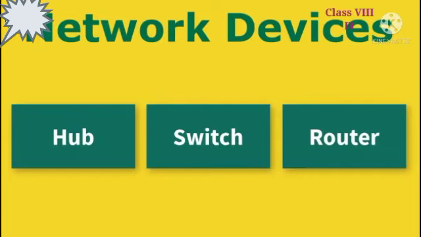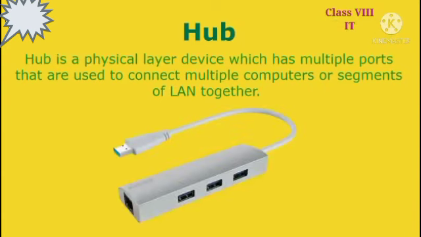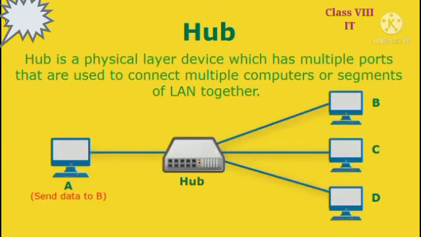The next one is we have to learn about hub, switch and router. Hub is a device which has multiple ports. You can see in this picture there are some hole-like structures, right? It has multiple ports that are used to connect to multiple computers or segments for sending the data or packets. If computer A has to send data to B, the hub will help to forward the data to the particular computer. That's the main purpose of hub.